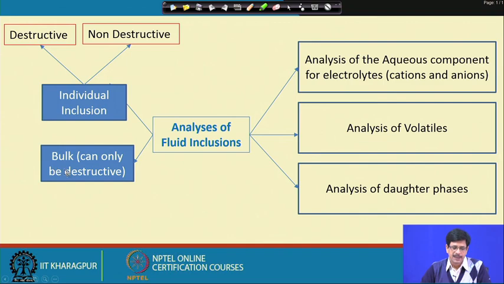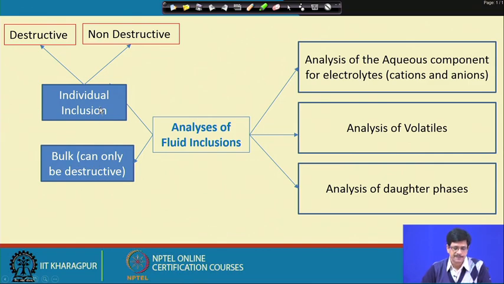So, keeping that in mind, we can broadly categorize the analysis of fluid inclusions into two: they could be either on individual inclusions or on the bulk. Bulk analysis will always be destructive, because when we take a bulk sample and extract the fluid inclusions from them, either by overheating them in decrepitation or by pulverizing them, crushing them in some liquid medium to get a leachate, it always has to be a destructive technique.